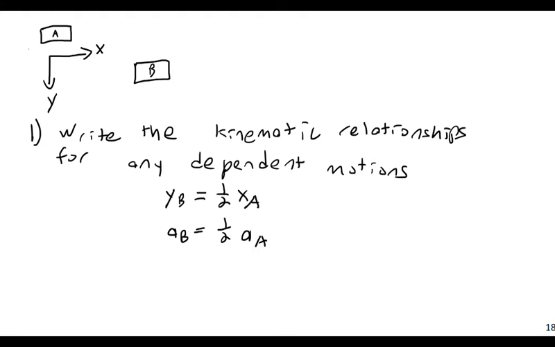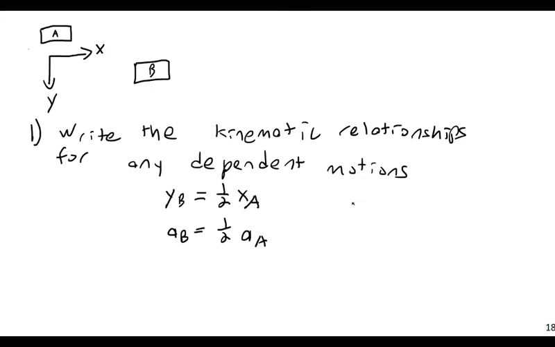Okay, so let's explain the intuition behind the acceleration of A. It's the same kind of thing. If there is a 1/2 relationship between the displacements, there's going to be the same 1/2 relationship between the accelerations. We could actually prove that, though.